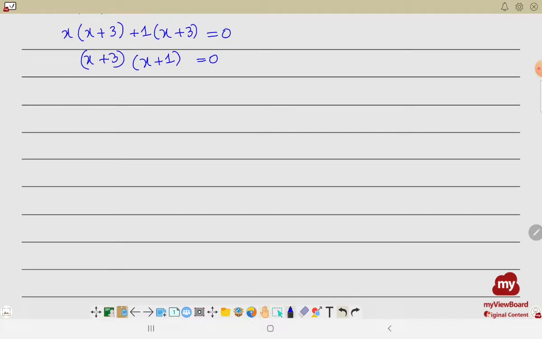So either x plus 3 equals 0 or x plus 1 equals 0. So x is equal to minus 3 and x is equal to minus 1. So now for these values of x, we are going to find out the values of y. So we'll put these values in A.